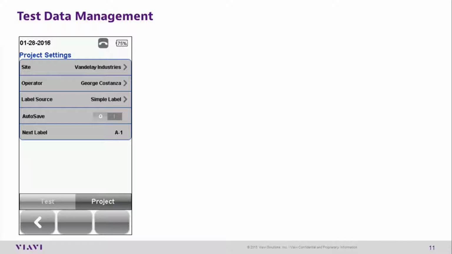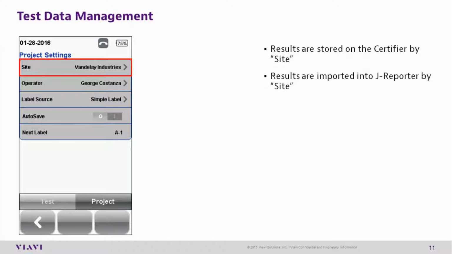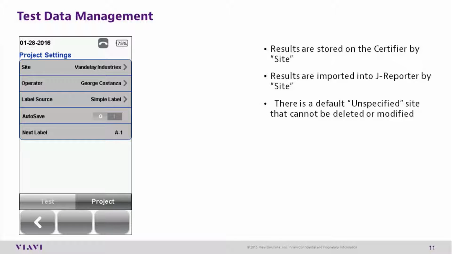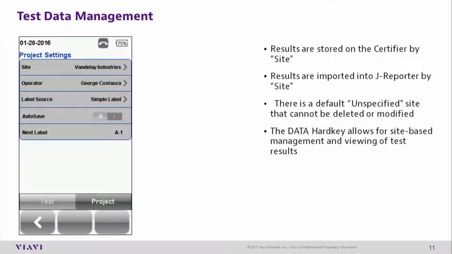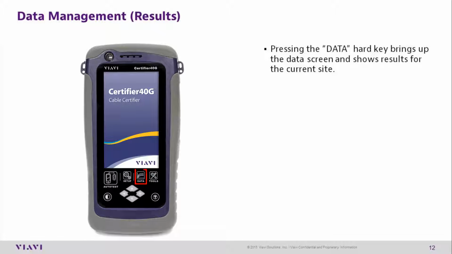Test data management. Results are stored on the certifier by site. Results are also imported into JReporter by site. There is a default unspecified site that cannot be deleted or modified. The data hard key allows for site-based management and viewing of stored results. Pressing the data hard key brings up the data screen and shows stored results for the current site.